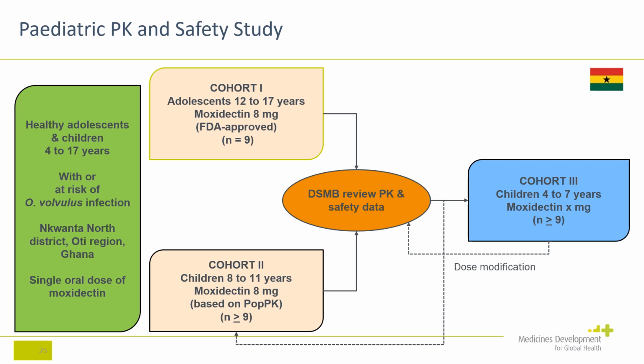The PK and safety data collected up to 28 days after treatment were reviewed by a DSMB, or a Data Safety Monitoring Board. Evaluation of a 6 milligram dose in 9 additional 8 to 11-year-old children was also undertaken as a protocol mandated requirement based on the PK results in the first group of 8 to 11-year-olds. Upon review of all the data from the first 2 cohorts, the DSMB agreed that enrolment and dosing of 4 to 7-year-old children with Moxidectin 4 milligrams could be appropriately undertaken in parallel with the second group of 8 to 11-year-olds receiving 6 milligrams.